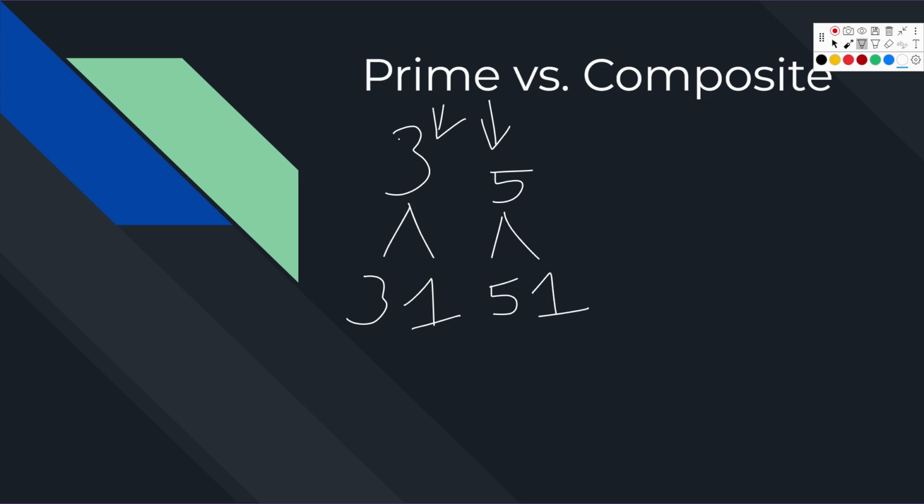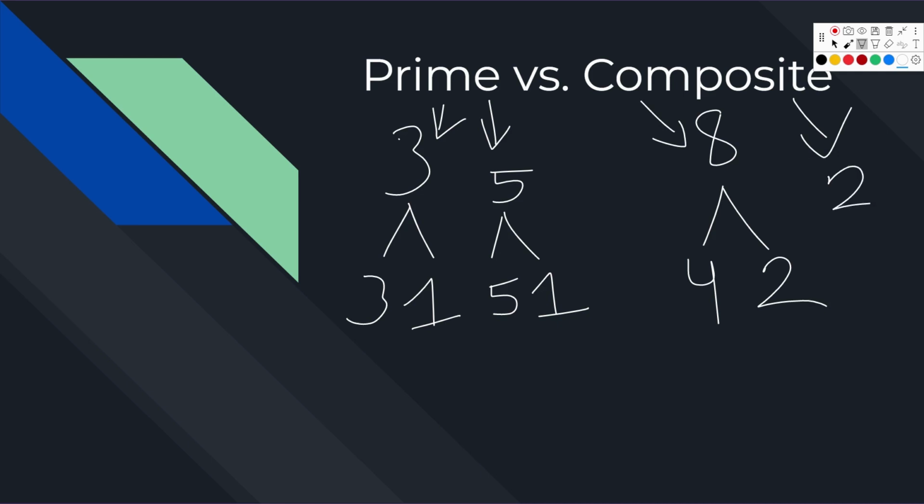Now, composite numbers are completely different. Composite numbers are numbers that have more than just itself and 1 as factors. So a number like 8, for instance, 4 and 2. This number is going to be composite. Another composite number could be 24, since you have numbers like 12 and 2 that go into it. You have numbers like 6 and 4, and that is basically the difference.